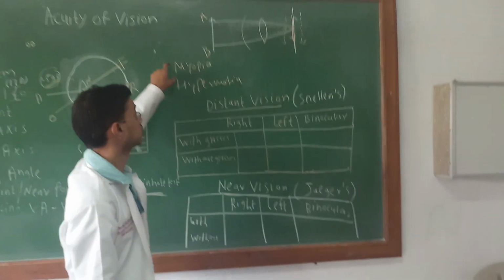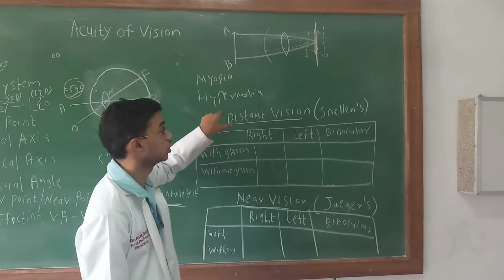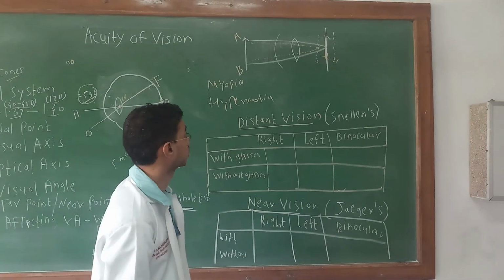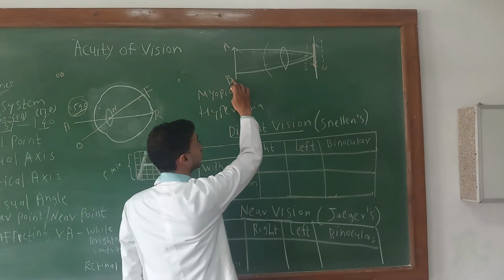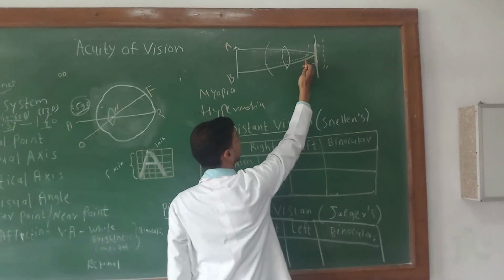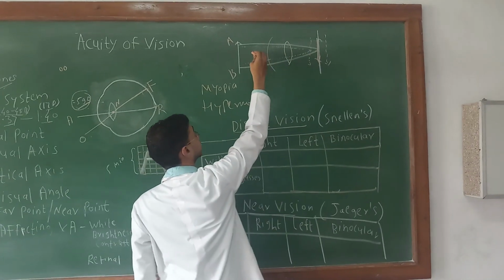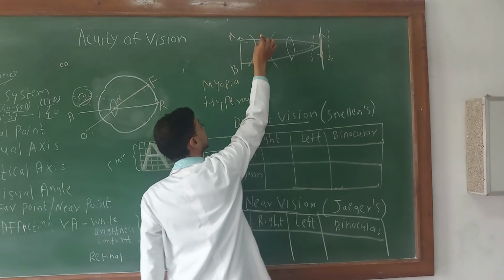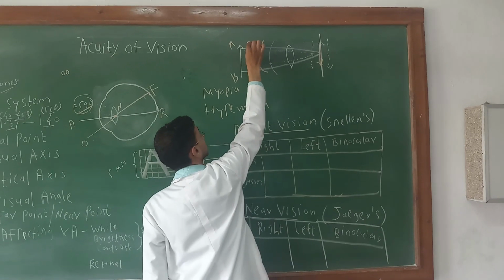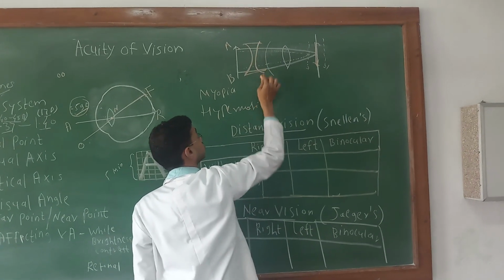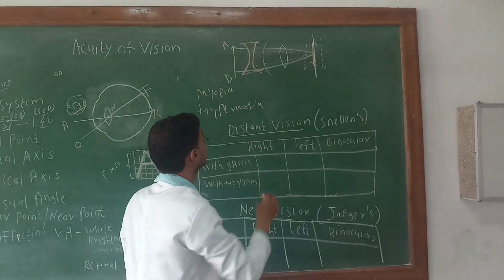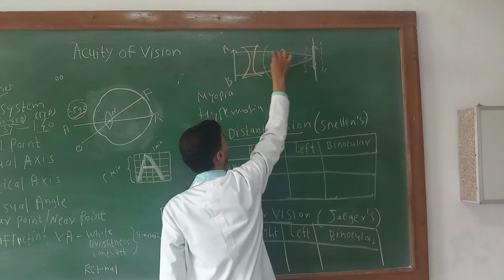So how will we correct myopia and hypermetropia? What are the treatments for myopia and hypermetropia? In myopia, what happens? The images fall in front of the retina. For that purpose, the treatment is concave glass. So we advise patients to use concave glass, so that the image will fall over the retina.